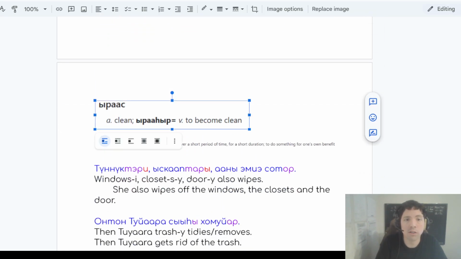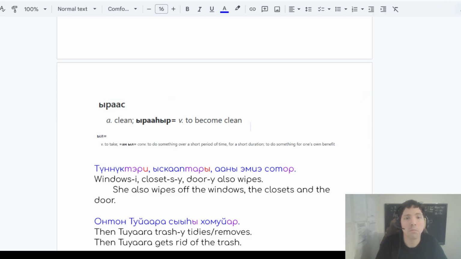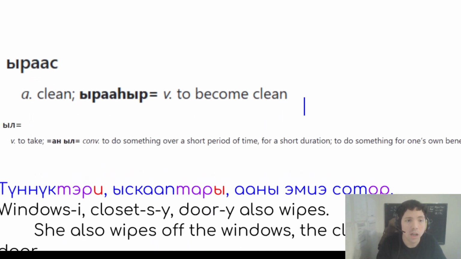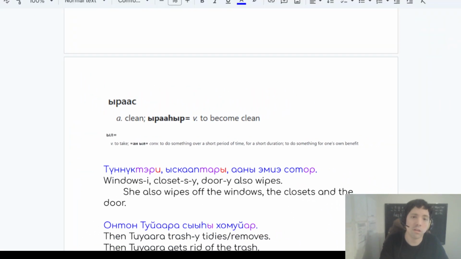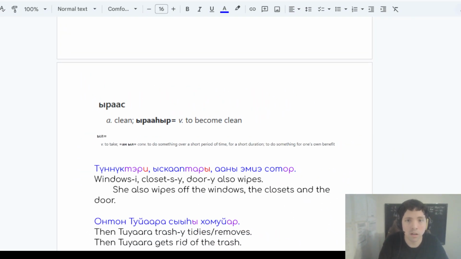Here's the thing for the dictionary. I put ras means clean, rahur means to become clean. We also have to take, an to do something over a short period of time, for short duration, or to do something for one's own benefit. Okay.